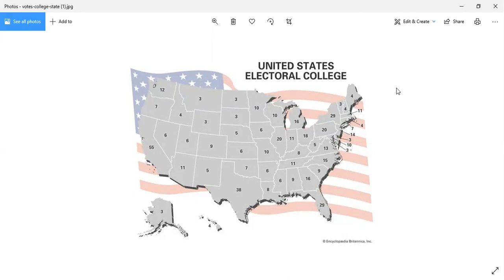And so, because of the winner-take-all method of choosing electors in every state except 2, Nebraska and Maine, which are more proportional, again, this means that it is possible to lose the popular vote and still win the election. That's one problem many people feel with the Electoral College.